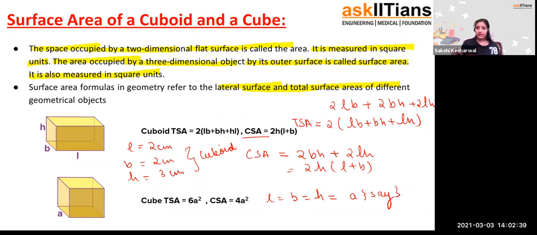And you know what the edges and the vertices are? Edges are basically where two faces meet, right? This is the edge. So how many edges does a cube have?